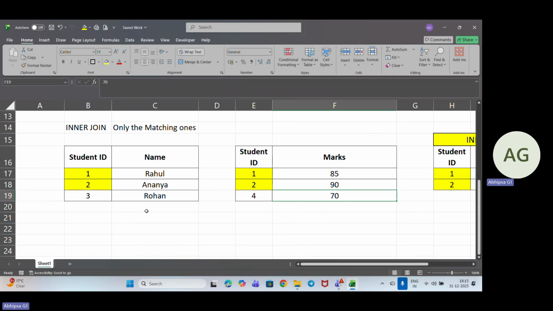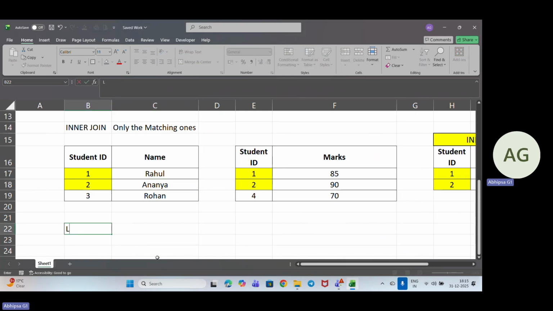So for ID 4, no student, so it has to be removed, and for Rohan, there are no marks, so that is removed. That is the major case. Here it is Rahul whose marks we are getting, and here is Ananya whose marks we are getting. So definitely inner join equals the common data that is there in both tables; it will showcase those. This is all about the inner join.